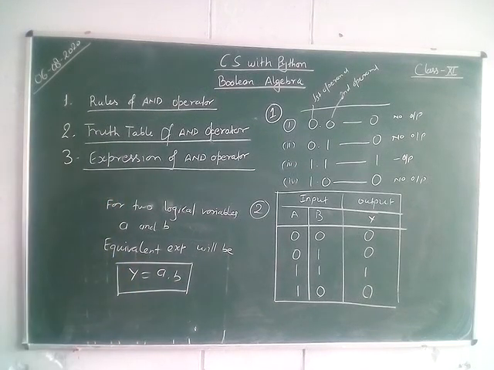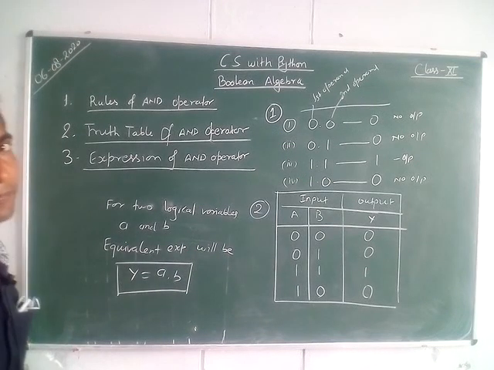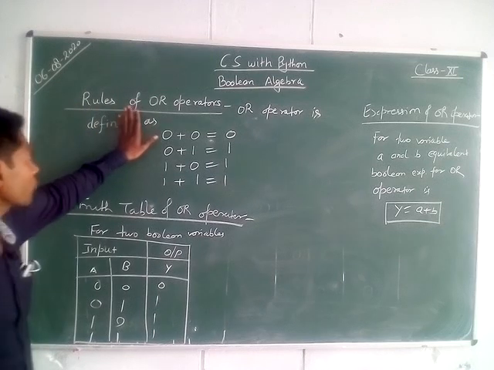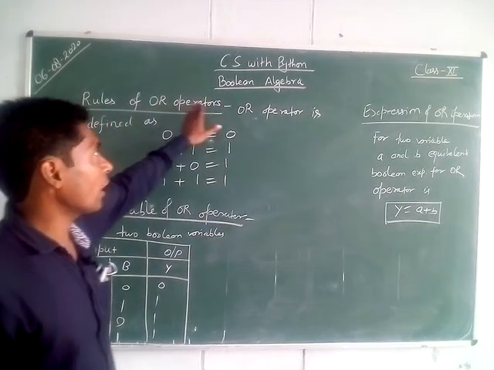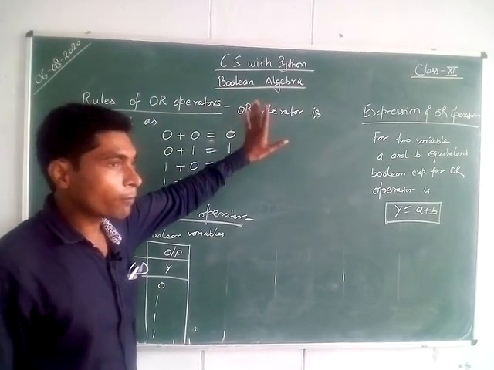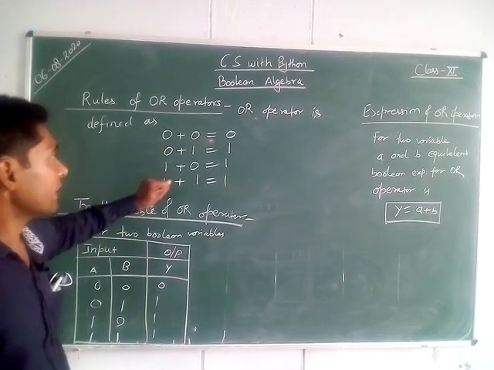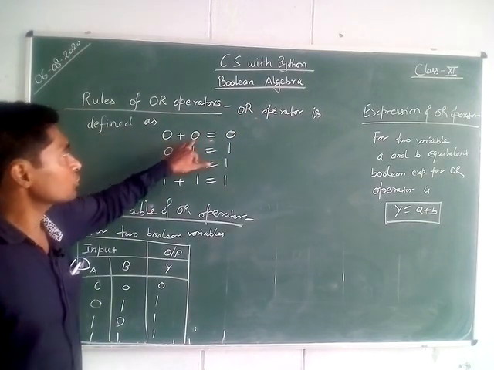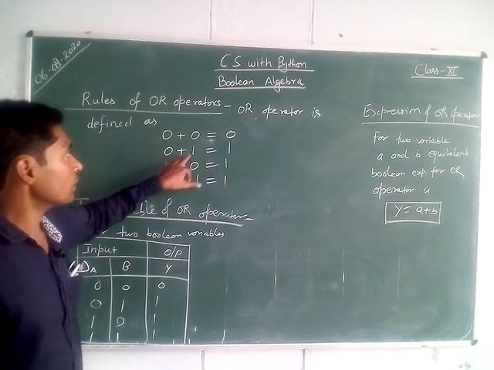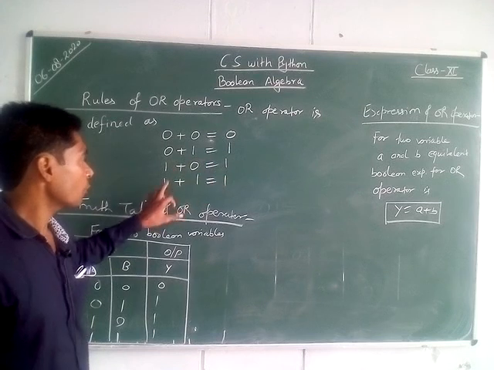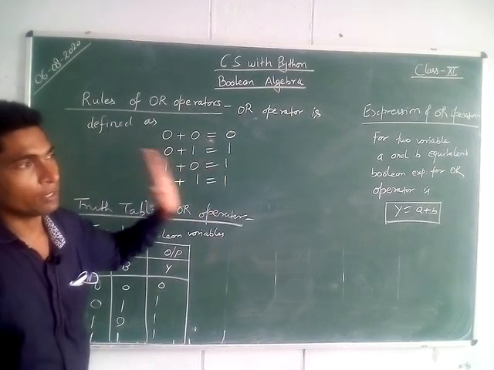Alright, now let us see the AND OR operator. Now let us see the rules of OR operator. In Boolean algebra, the rules for OR operator are defined as 0 plus 0 is equal to 0, 0 plus 1 is equal to 1, 1 plus 0 is equal to 1, 1 plus 1 is equal to 1.